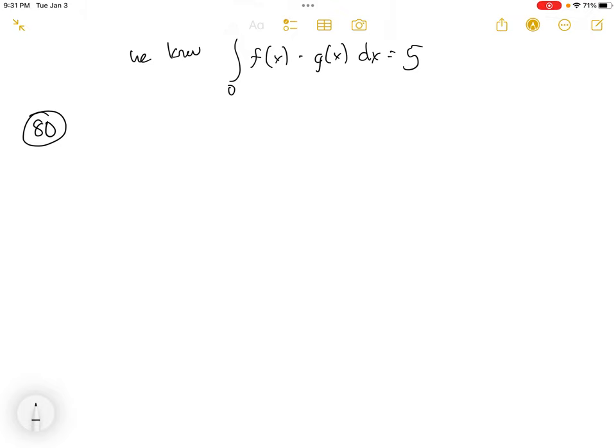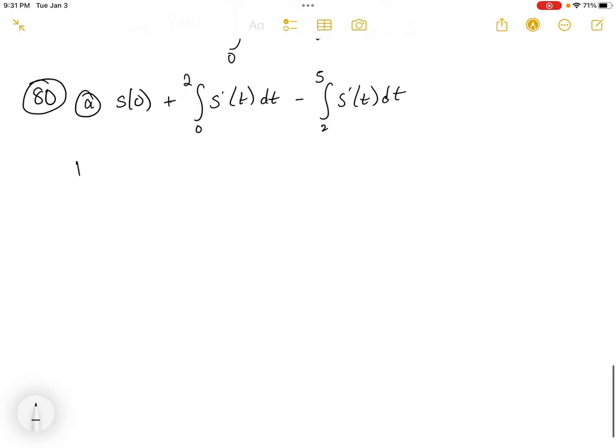Okay, so let's run through them and see if we can make some sense. Total distance the particle travels. Okay, so we're concerned about distance the particle travels. Let's talk about A, and actually let's talk about B together, because they're similarly wrong. So we know we're decreasing from 2 to 5 and increasing from 0 to 2. And I don't really care about that, okay?